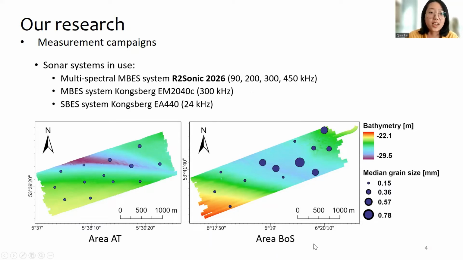As you can see, this is a very sandy area, so the median grain size doesn't vary too much, basically from fine sand to medium sand. Especially for area 80, which was surveyed in July, it's mainly fine sand. The western side of area BOS is basically a continuation of area 80, and it has some variation in median grain size on the eastern side, but still not very large.